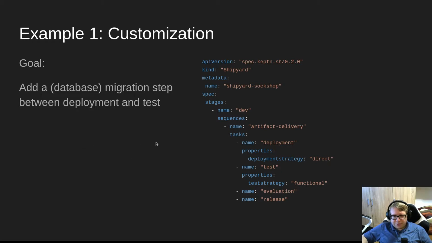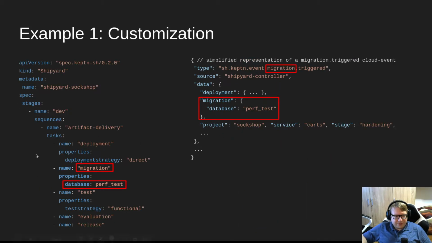So how do we do that? We actually add a new line here called, like, name migration. We add properties like database, perf test, or whatever comes to your mind that you need as a property here. And that's about it in the Shipyard file. So if you create a new project and add the Shipyard file, then this is what it looks like.